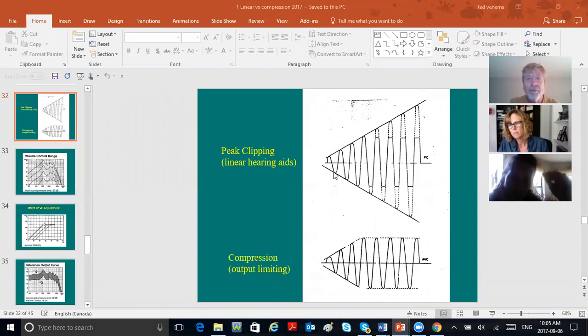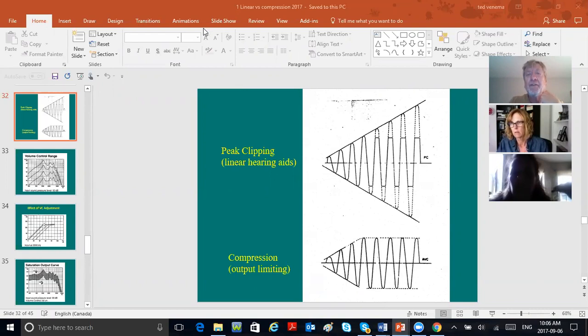It never gives that feedback of hitting ever with compression. Yeah, that's correct. It limits the MPO, but without peak clipping. That's the idea. Okay, so let's say someone happens to be standing by a train when the whistle blows and it goes beyond that. Does it totally shut that frequency off?